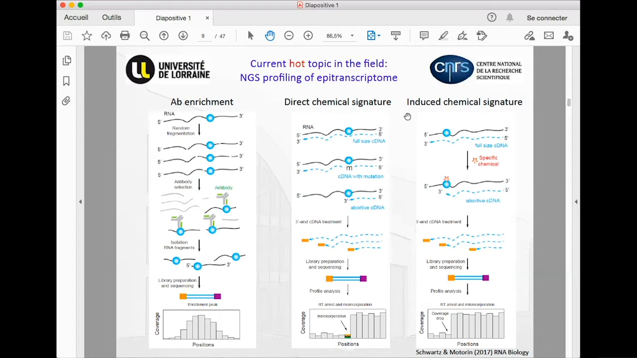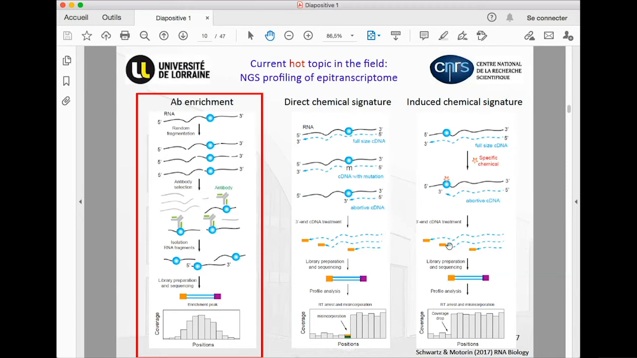So to reveal others, we need so-called induced chemical signatures. So an RT-silent RNA modification can be revealed by a specific chemical treatment. This bulky modified residue will stop cDNA synthesis, and this event will be captured by library preparation and sequencing. So in this case, mainly we will see a coverage drop and very little misincorporation, if any.